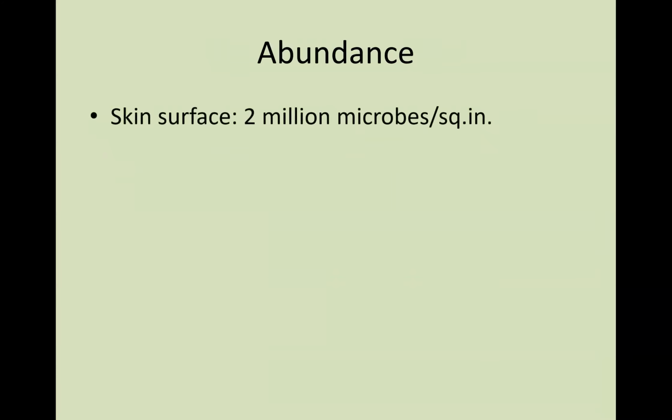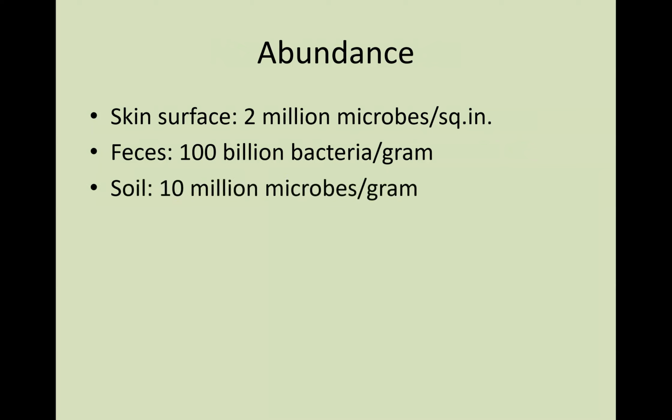And again, when we think about their abundance, we're going to find about 2 million microbes per square inch on our skin. And in fact, when we start to discuss the actual breakdown of how many cells we have, we're about 90% covered in microbes, and we're only about 10% human cells. So there's quite an abundance that we're going to find of microorganisms. In fecal matter, we find about 100 billion bacteria per gram. And if we think about the soil, there's about 10 million microbes per gram as well. In the air, you're going to find 50 to 100 microbes per cubic foot.